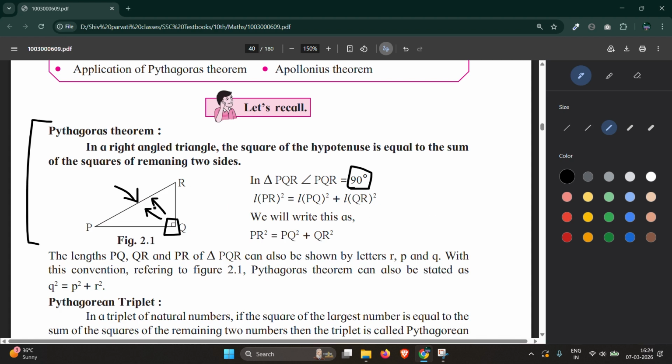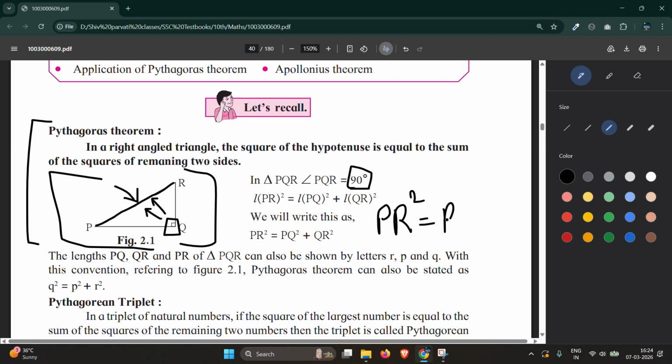formula. If we take this triangle as an example, we can say that PR squared, that is the length of the longest side, this side over here, the square of that length is equal to RQ squared plus PQ squared. So this is the basic Pythagoras theorem.